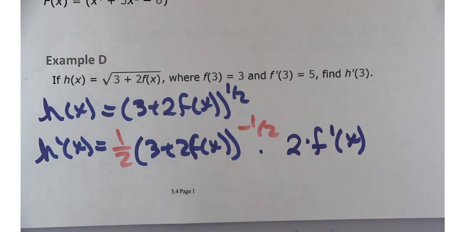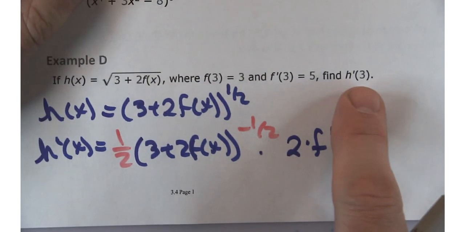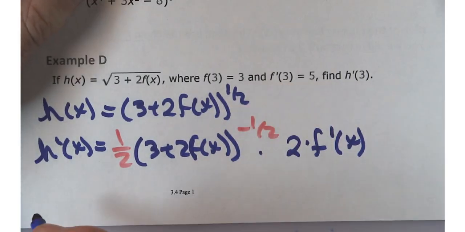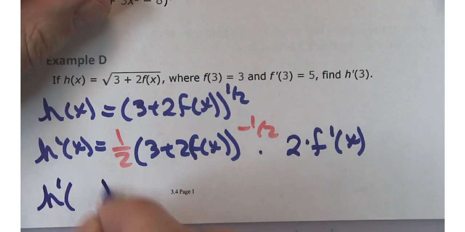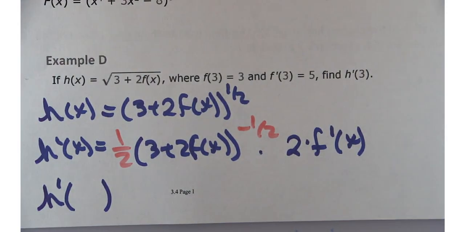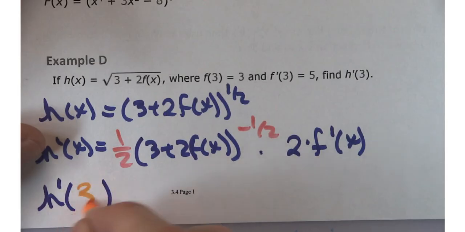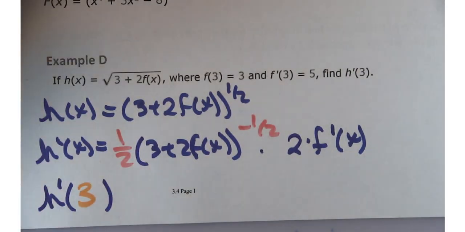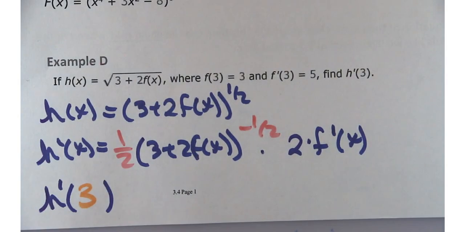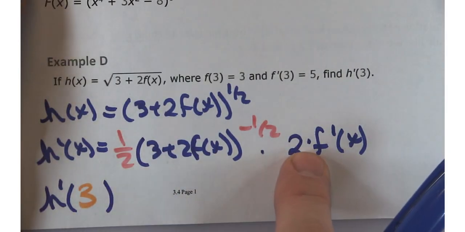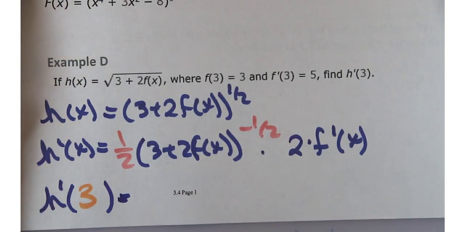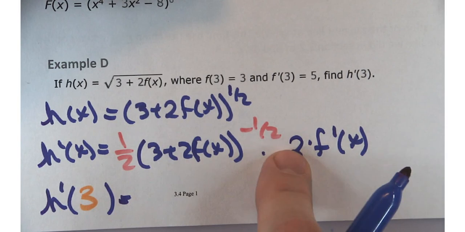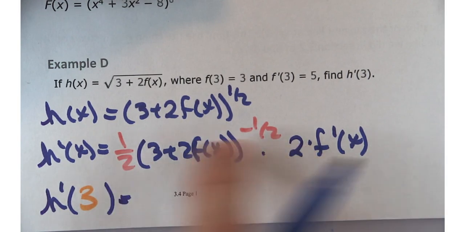I don't know what it is, but I do know what its value is at 3. So if I wanted to find, say, for instance, h prime of 3, let's do that. H prime of 3 is going to be, and if you're wondering why I didn't clean this up a little bit, I can. I mean, the 2 and the 1/2 cancel each other out. That's fine. But I guess maybe I should clean this up a little bit. 1/2 times that. The 2 here and the 1/2 here are going to cancel out.